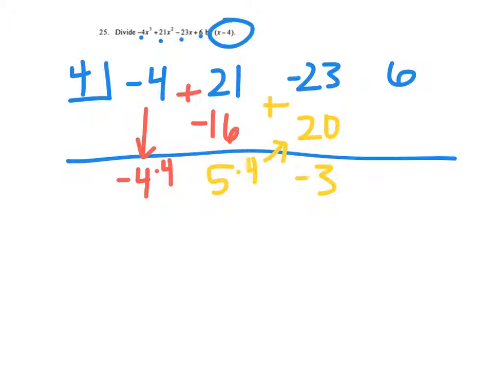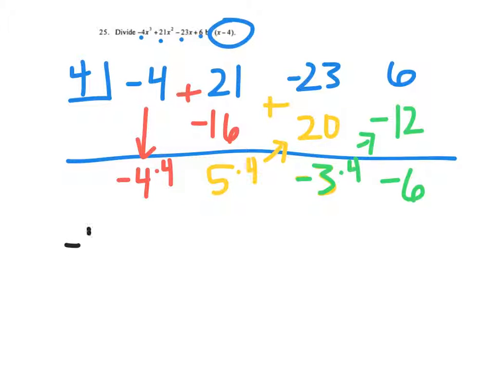And then the last one, we're going to do -3 times 4, which gives me a -12. And then when I add, I get -6. And our last step is just to write our final answer. Again, we're going to go down by 1 in our exponents.